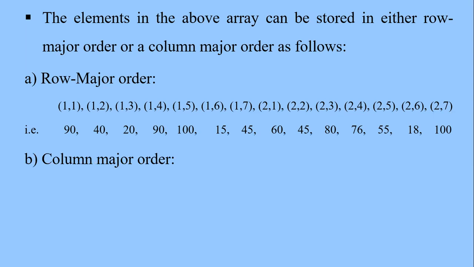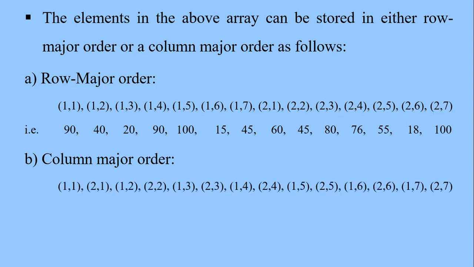When we look at the storage of the elements in column major order, we begin with row 1, column 1, row 2, column 1, row 1, column 2, row 2, column 2, row 1, column 3, row 2, column 3, row 1, column 4, row 2, column 4, row 1, column 5, row 2, column 5, row 1, column 6, row 2, column 6, row 1, column 7, and row 2, column 7.